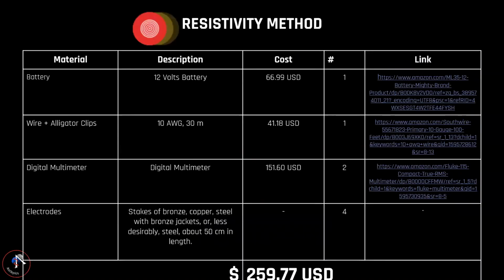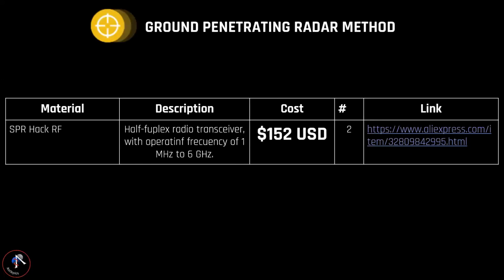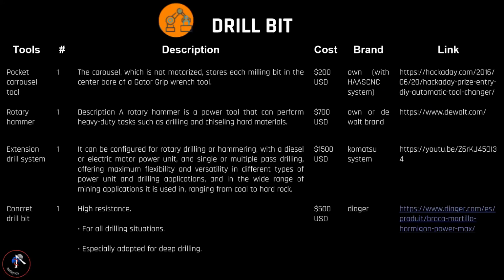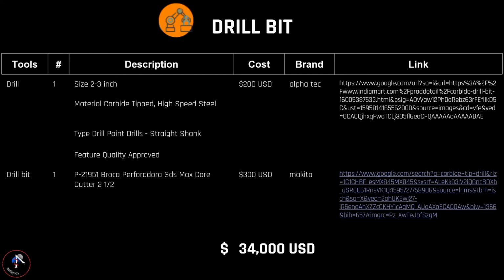The components we need to implement the resistivity method are batteries, wire and alligator clips, 2 digital multimeters, and at least 4 electrodes. As you can see, there are some recommended links where you can buy the components. These are the materials and the cost for the radar method. And in this and the following slide, you can see as well the components and materials, but now for the drill.